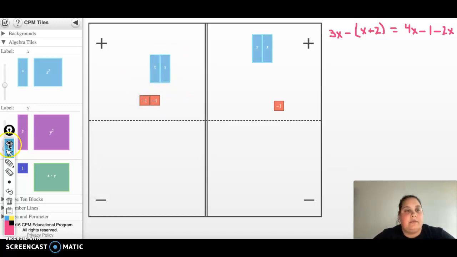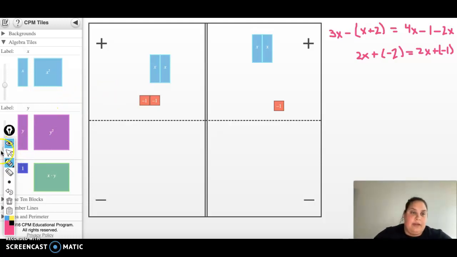So over here, I'm going to go ahead and write out what I've done. So over here, I only have 2x minus or plus a negative 2. And on this side, I have a 2x and a plus a negative 1. Okay, and again, I combined like terms and I canceled out my 0 pairs. So now, I'm going to move or take away anything on both sides that are the same.